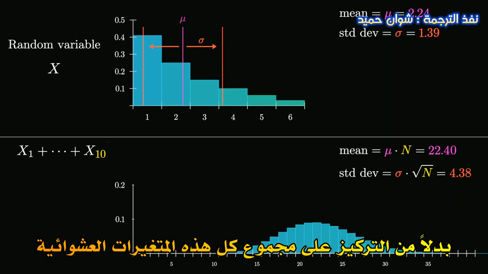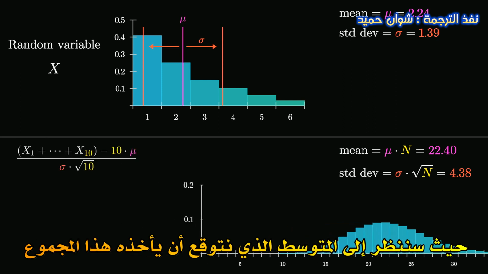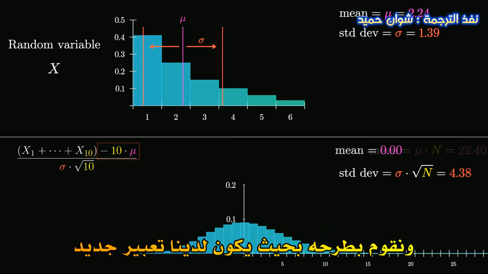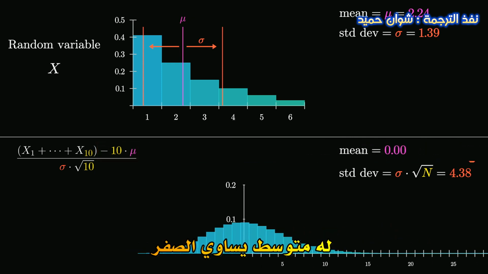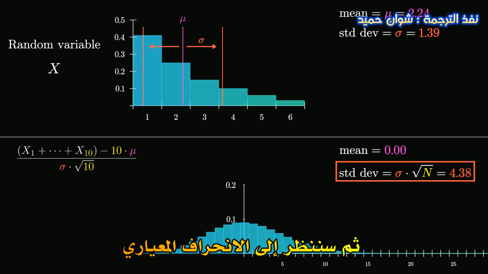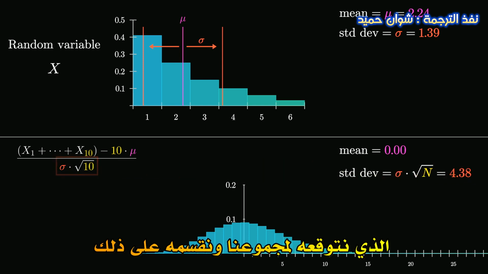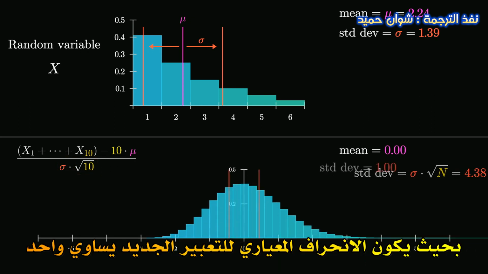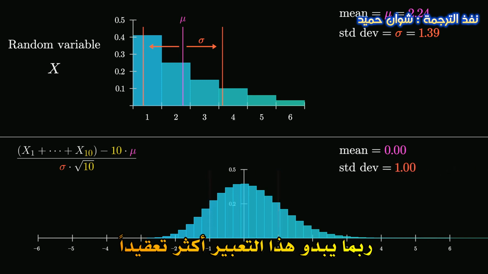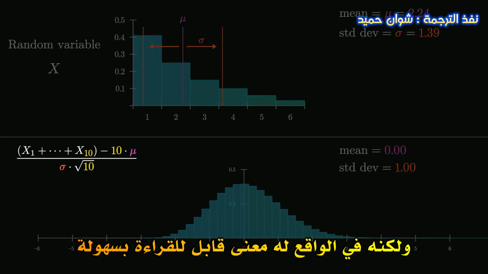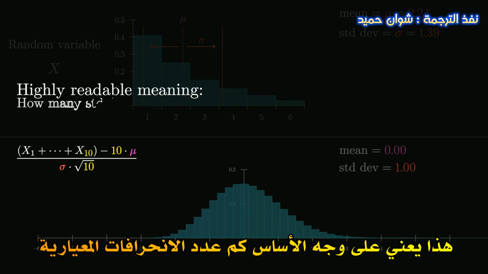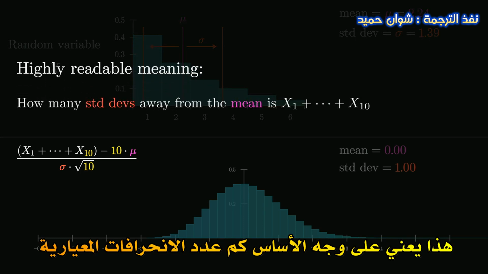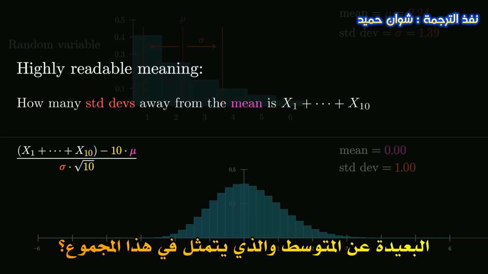Instead of focusing on the sum of all of these random variables, let's modify this expression a little bit, where what we'll do is we'll look at the mean that we expect that sum to take, and we subtract it off, so that our new expression has a mean of 0. And then we're going to look at the standard deviation we expect of our sum, and divide out by that, which basically just rescales the units so that the standard deviation of our expression will equal 1. This might seem like a more complicated expression, but it actually has a highly readable meaning. It's essentially saying, how many standard deviations away from the mean is this sum?